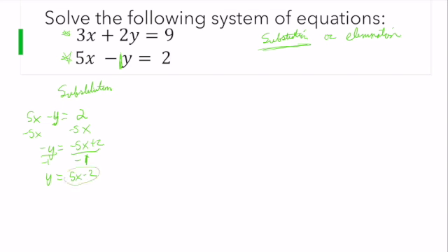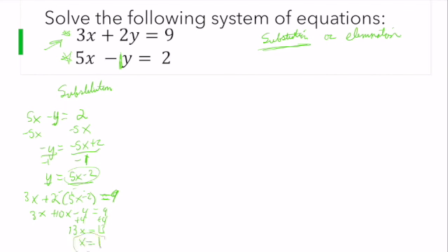I'm now going to substitute this into the equation I didn't just solve for. So I'm going to take 3x plus 2y, but now instead of y, I'm going to have 5x minus 2, equals 9. So I have 3x plus 10x, because I have to distribute, minus 4 equals 9. I'm going to go ahead and add 4 to both sides. I get 13x equals 13. That means x equals 1.